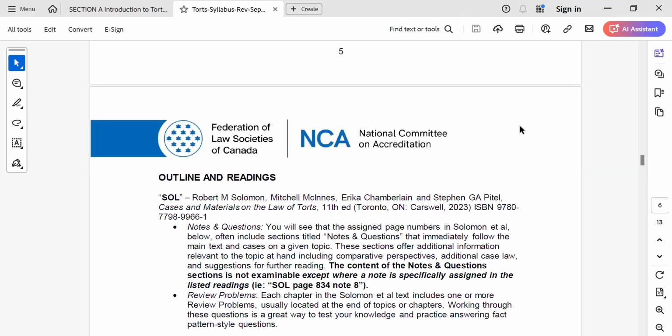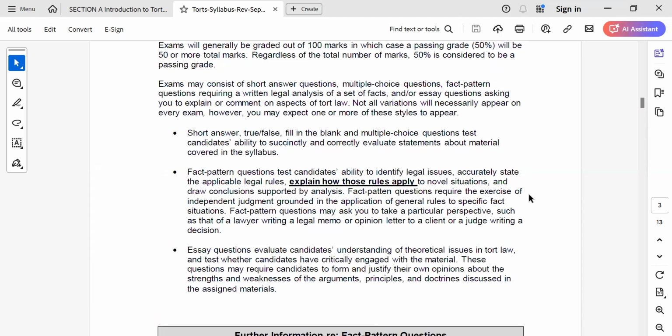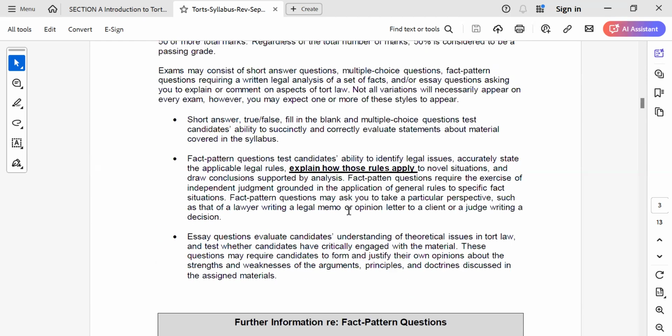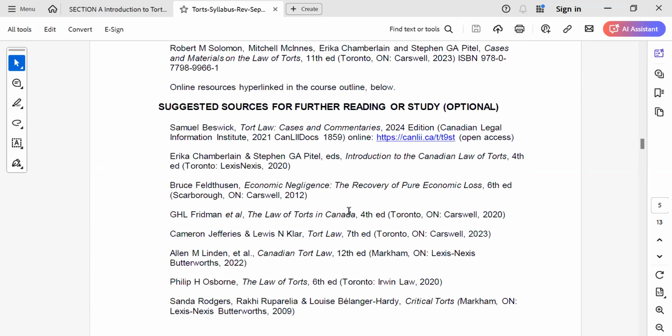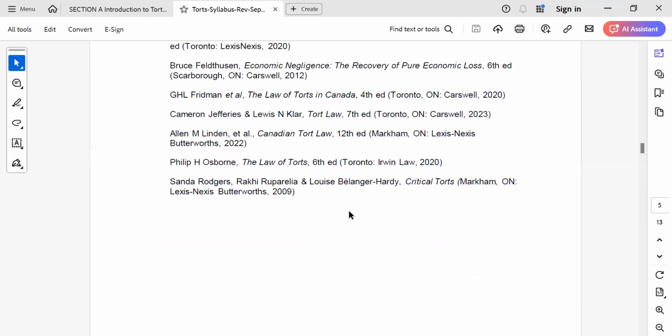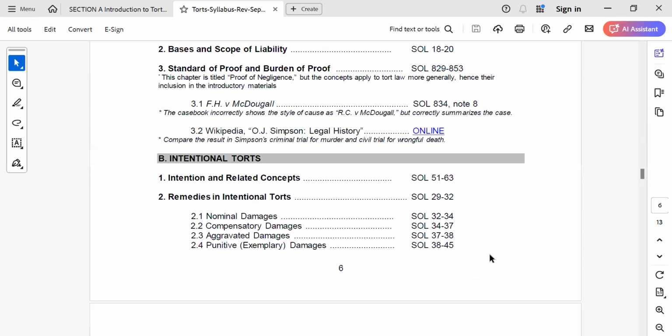Even in the syllabus, you can see there are two links where they're saying tips for writing the NCA torts exam, and how to answer the fact-based law exam questions. As per my understanding and experience, whatever they say in the syllabus material, it's not just the syllabus part. Even all of this, learning objectives से लेकर everything is important. So while writing the answers, I will cover all these parts and we will apply whatever they are saying. Each and every instruction of theirs we should cover so that your answer is up to the standards. Okay, and that is the general things I wanted to say.